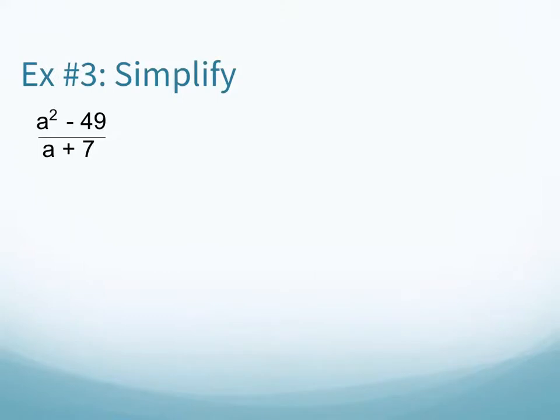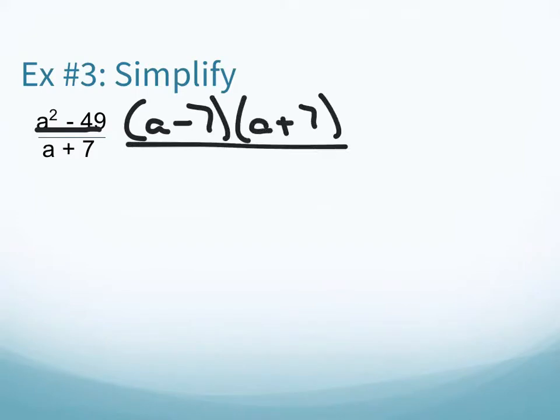So example 3, we have a squared minus 49 all divided by a plus 7. So let's start by trying to factor the numerator, the top here, which is a squared minus 49. So we have two terms. So first thing under two terms is greatest common factor, and that one does not have a greatest common factor. So the next thing is difference of squares. So we do have a difference because it's a subtraction problem, and we can take the square roots. So a squared minus 49 factors into a minus 7 and a plus 7 all over.